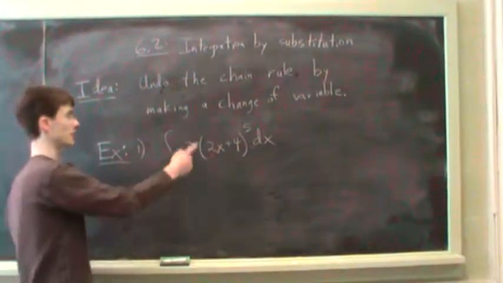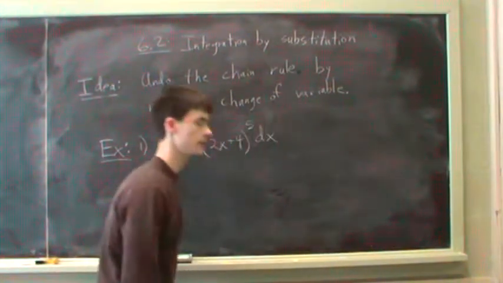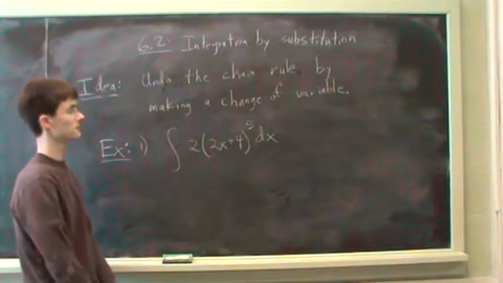So we're working this example. We're trying to integrate 2 times the quantity 2x plus 4 raised to the 5th power.